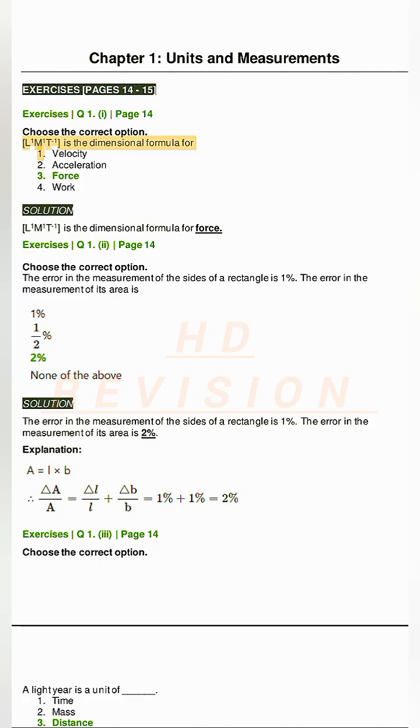L1M1T-2 is the dimensional formula for: 1. Velocity, 2. Acceleration, 3. Force, 4. Work. Solution. L1M1T-2 is the dimensional formula for force.